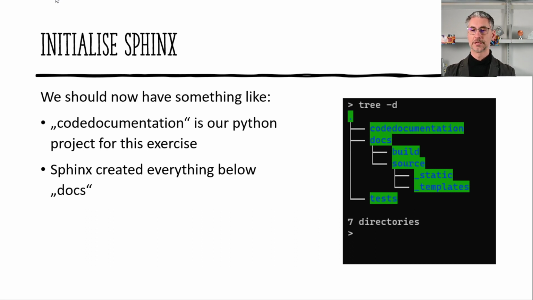And then after we've done this, we should have now a directory structure like this. Our package, as an example, is called documentation, and this is where our source code will live. And Sphinx created automatically everything below the docs directory. So we see that we have build and source and some other directories.